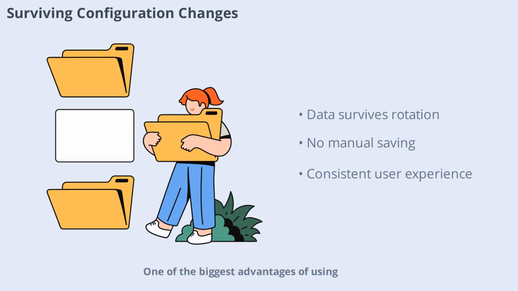One of the biggest advantages of using ViewModel is its ability to survive configuration changes. When your activity or fragment is recreated, the ViewModel provider checks the ViewModel store for an existing instance. If it finds one, it returns it, preserving your data. This means your users won't lose their progress or data when they rotate their device or switch between apps.